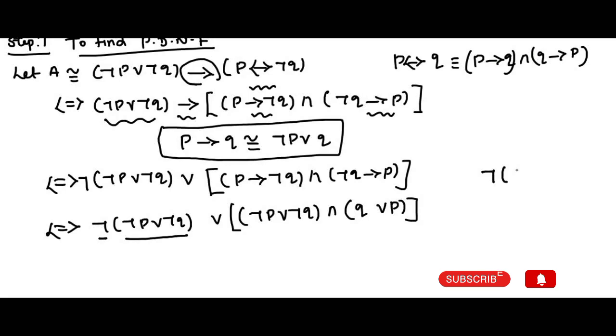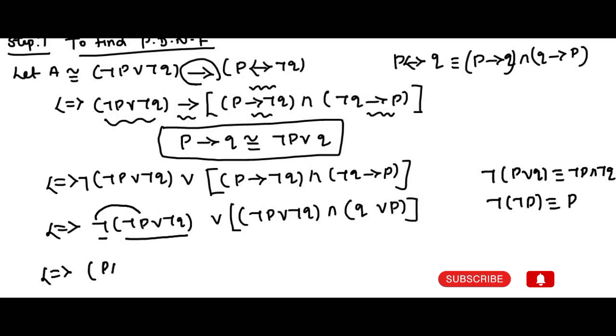What is De Morgan's law? Negation of P or Q is equal to negation P and negation Q, right? So using De Morgan's law, I am going to write this term, and also I am going to use double negation law also. What is negation of negation P? It is equal to P. If you apply De Morgan's law here, we get negation of negation P. It is P only. So I am going to write P. And negation of negation Q, that is nothing but only Q.